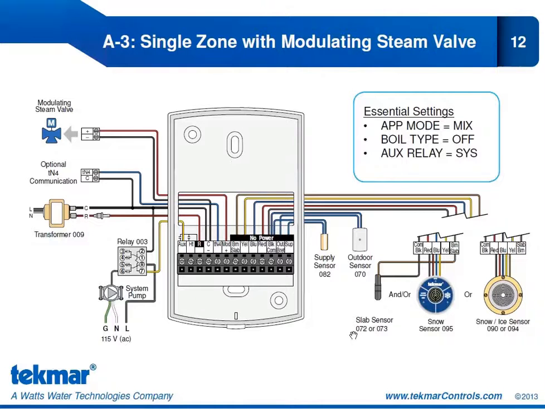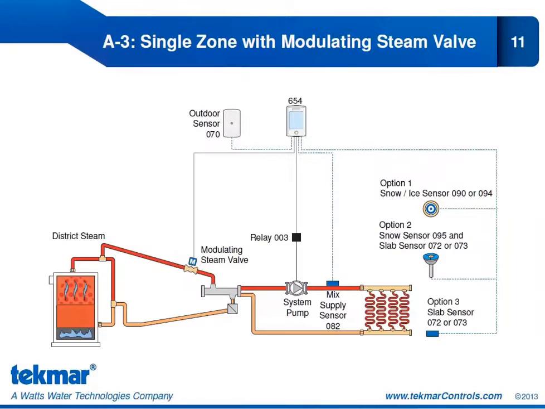On the right hand side you can see our sensor connections. So we have the two options shown here. The snow sensor 095 together with the slab sensor 072 or 073, or our snow ice sensor 090 or 094. We've also shown the connection from the outdoor sensor to the 654 and the supply sensor to the 654. Now in this case, the supply sensor, as you can see here, is for the mix supply.